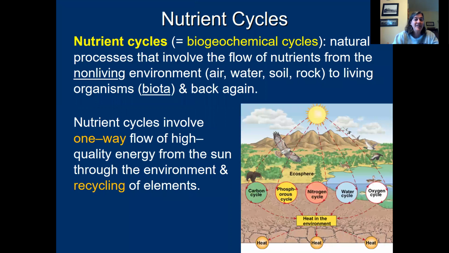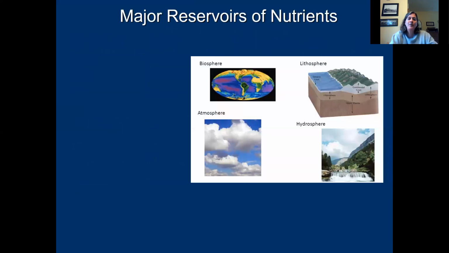So nutrient cycles, just so you know, are also called biogeochemical cycles. And when I first heard that word, I thought, that can't be a word, that's like everything. But they're the natural processes that involve the flow of nutrients from the non-living environment into the living environment and then back again. So that whole flow of matter and energy that we talked about in the last lecture is going to come into play now, specifically as we start to look at nutrients. Nutrient cycles involve the one-way flow of energy and then the recycling of the elements. So we're going to step through them one by one.